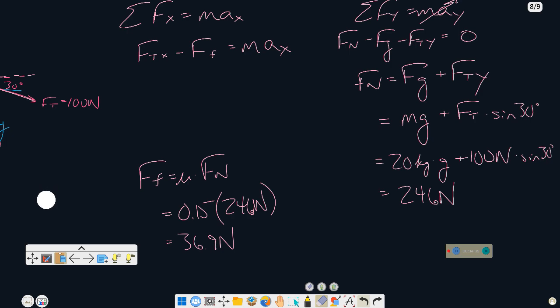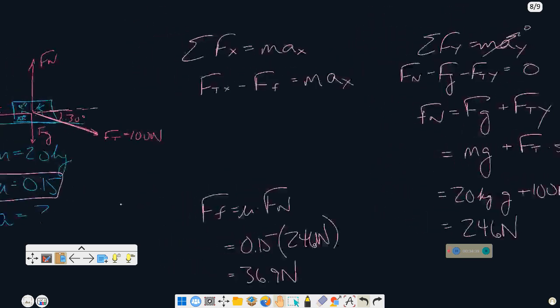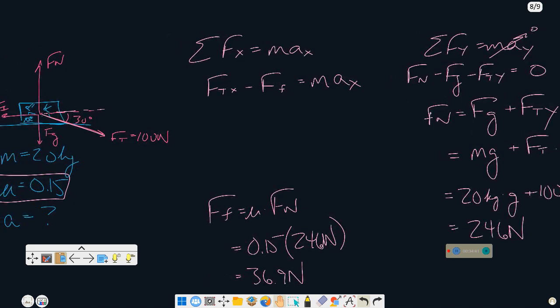We go right back to where we started at summing the forces in the x. How do we get force tension in the x? So I like to set up my problem ahead of time algebraically, or just with letters first. Ft cosine 30 minus force friction divided by mass. That is equal to acceleration. Or, I'm going to run out of room here.